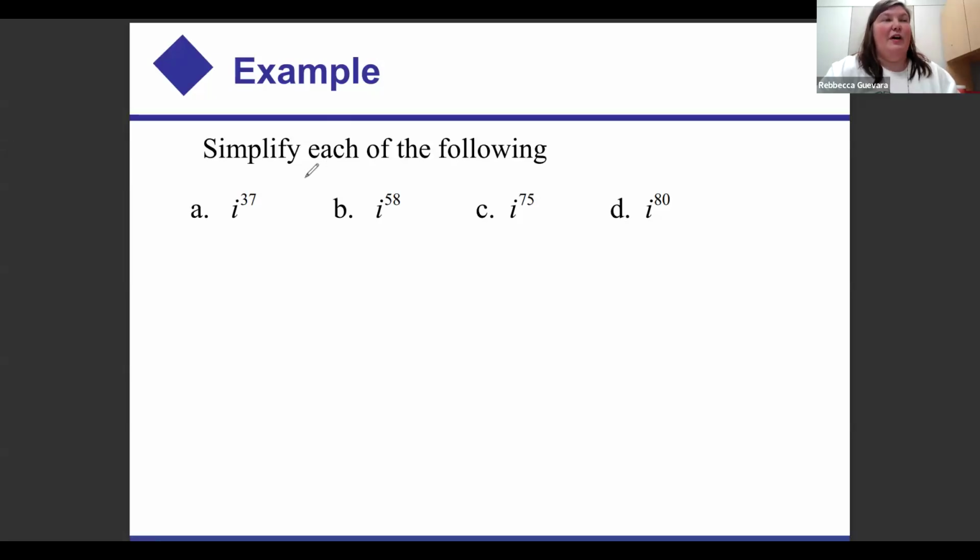So we're going to simplify the following. We've got i to the 37th. Well, one of the things we can change this to is i to the 36 times i. All right, so going back to something that we already did, this is just i to the fourth to the 9th times i.